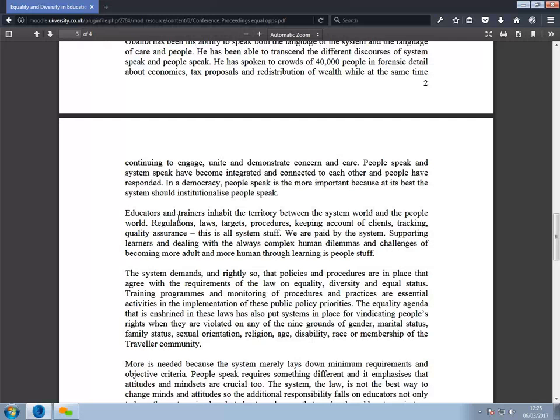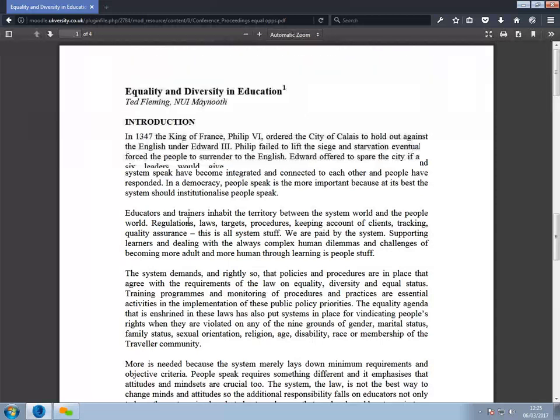I'm not going to read any more of this now. You can read that for yourselves. What I'm going to go back to is something that happened.